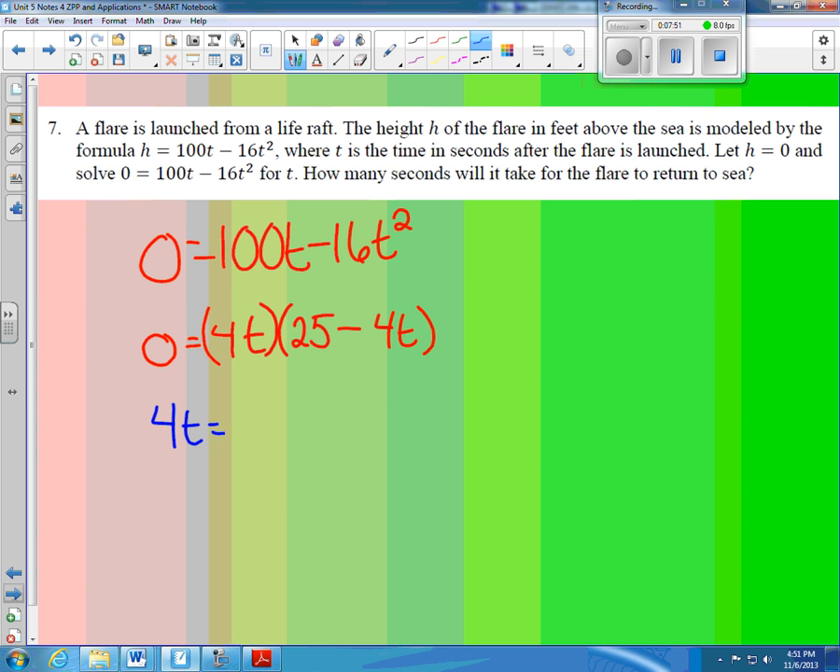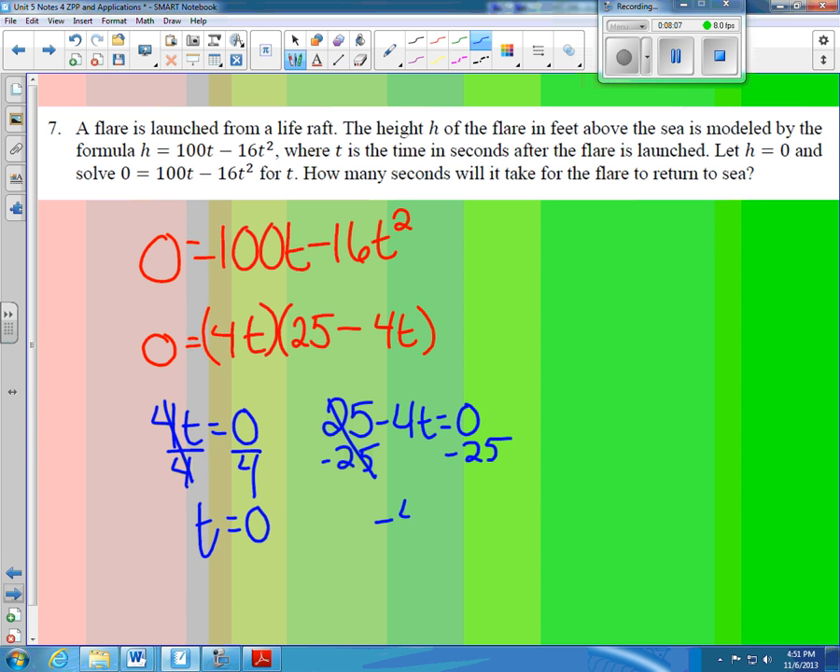So we have 4t equals 0. Divide both sides by 4. And we have t equals 0. So time of 0. And then we have 25 minus 4t equals 0. Go ahead and minus over the 25. And we're left at negative 4t equals negative 25. What do we want to do now that we have that over there? Yep, we're going to get that t by itself by dividing by negative 4. So divide by negative 4, divide by negative 4. Cancels. We see negative divided by a negative, so we're going to have a positive, and we get 6.25.